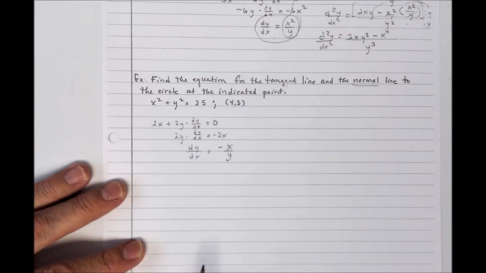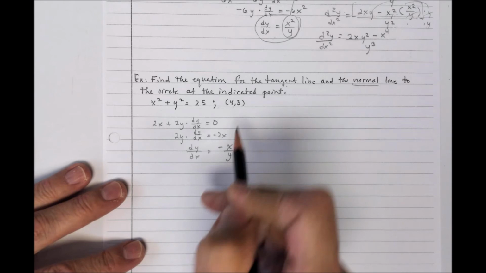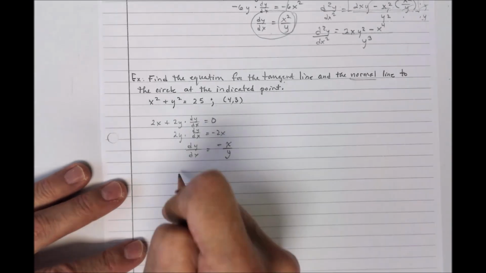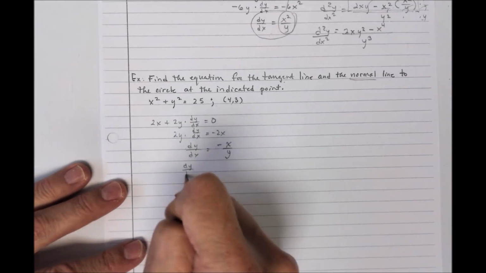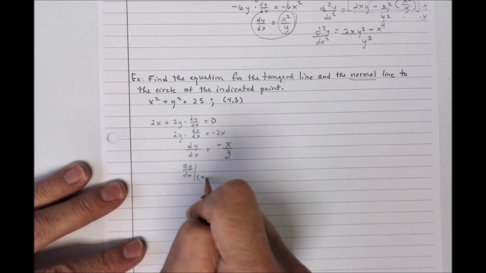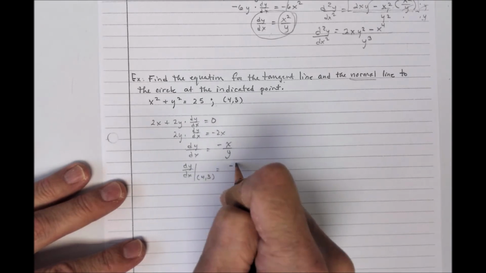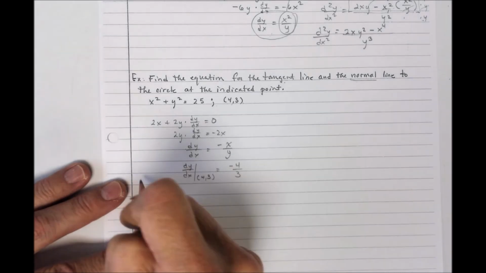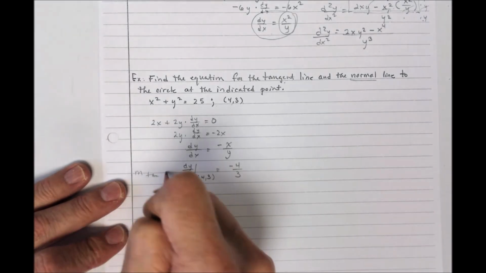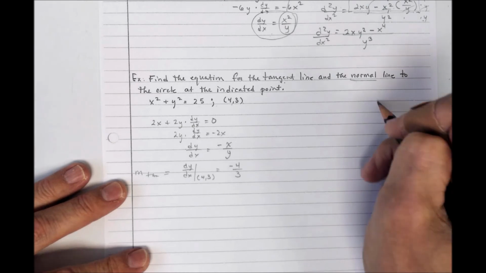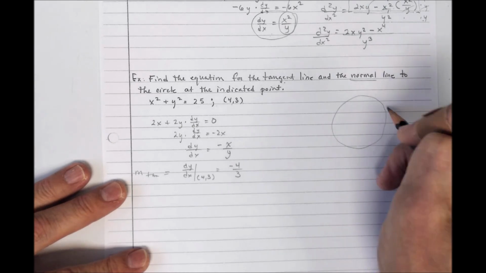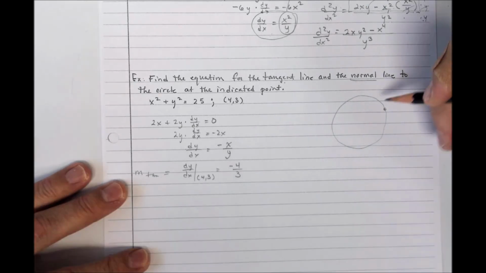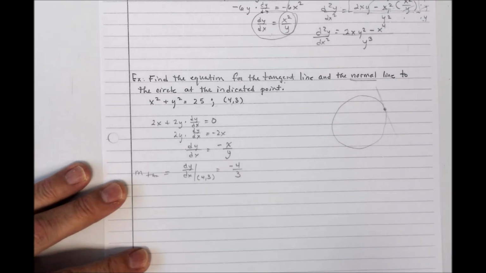Now to find the equation of the tangent line, I'm going to plug (4,3) in. So that means that dy/dx at the point (4,3) is equal to the opposite of 4 over 3, or negative 4/3. This is the slope of the tangent line. Okay, so we have a circle. We have (4,3) over here, and we just found the slope of that line.